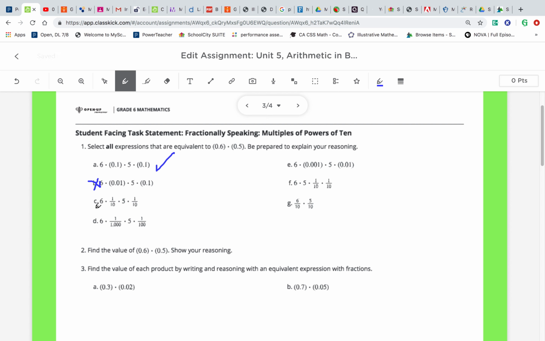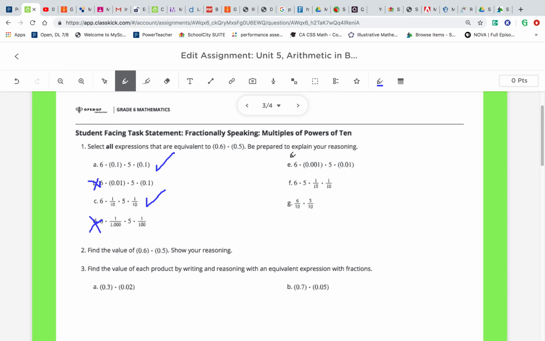For choice C, 6 times 1/10. Well, 6 times 1/10, that is the same thing as 6 times 0.1. We saw that in the last activity. This part's the same. Multiplying times 5 tenths, multiplying times 5 tenths. This is 5 tenths. Yep, 5 times 1/10. Yes, this is correct. Well, let's look at D. 6 times 1/1000th. Well, that's going to be 6 thousandths, ending in th. That's not what we want. That's no good. Or it might be good for something else, for a different problem, but it's not good for this problem.